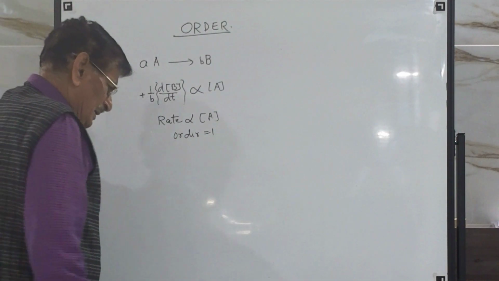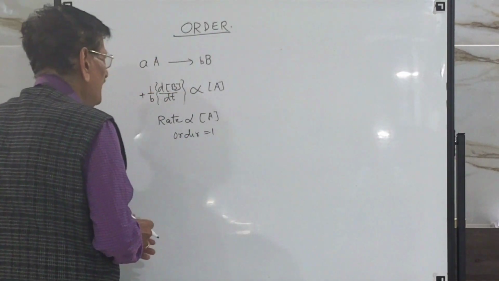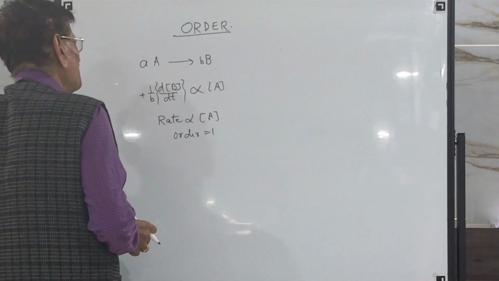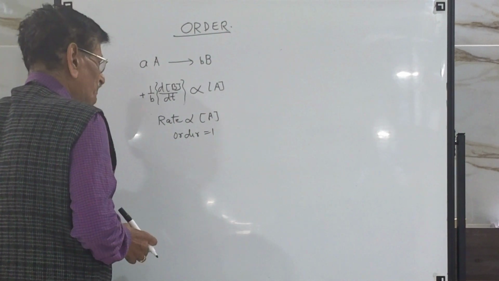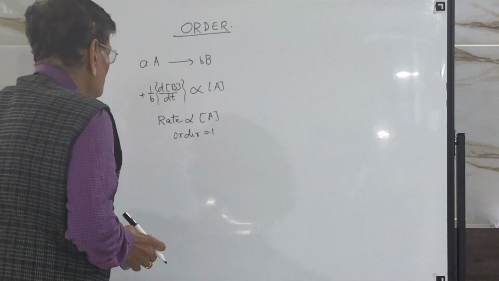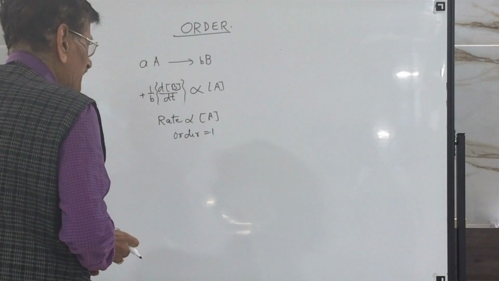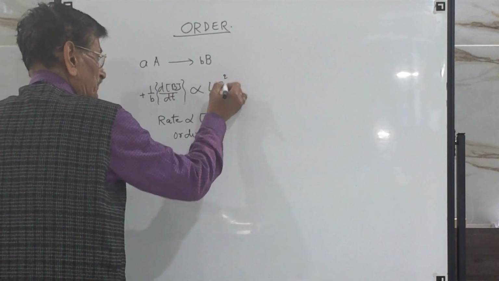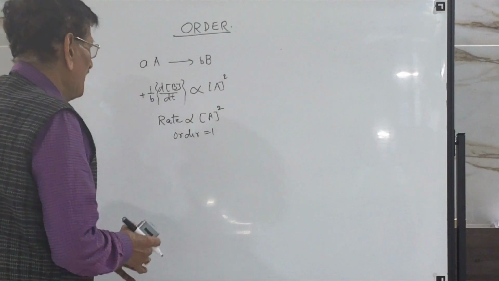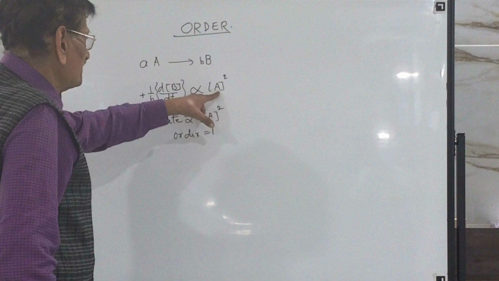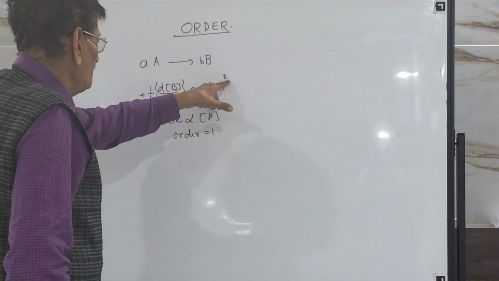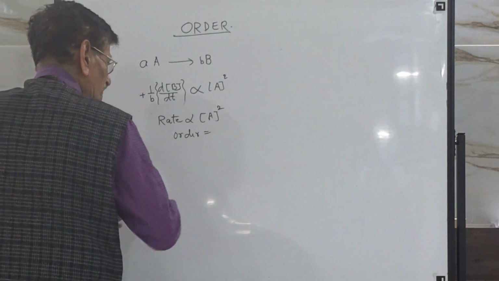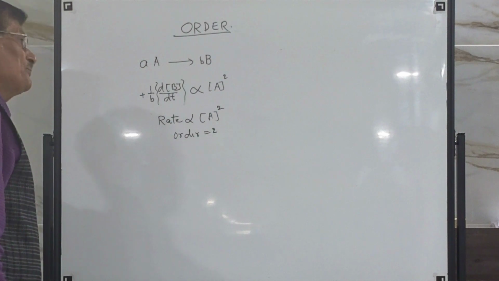Now suppose when the concentration of A is increased 2 times, then the rate of formation of B, that is the rate of reaction, increases 4 times. Then this mathematical equation will be of this type: when the concentration of A is doubled, with power 2, the rate will increase 4 times. Then the order of reaction will be 2.